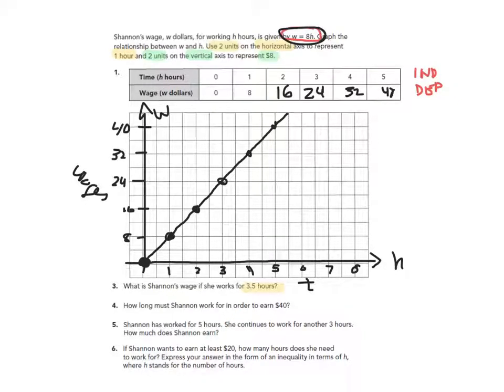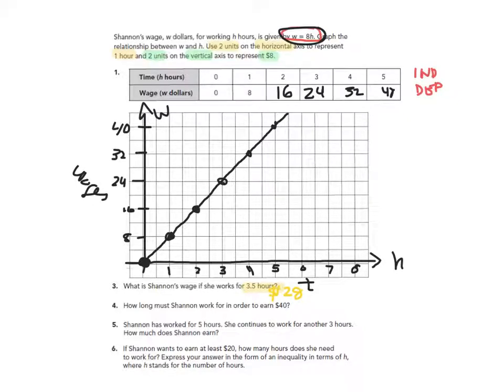Well, I'm just going to find my way. Here's 1, 2, 3.5. Find my way up here. It looks like it's halfway between 24 and 32. So it looks like it's $28, I guess. How long must Shannon work in order to earn $40?